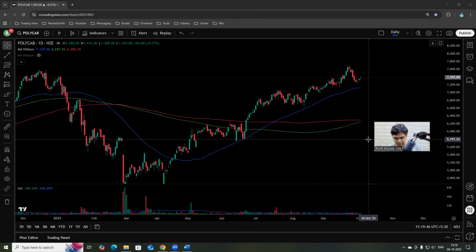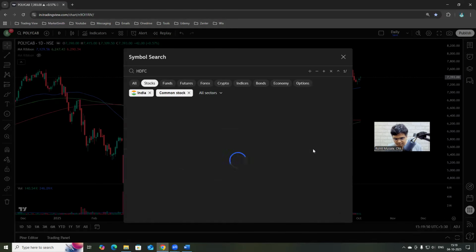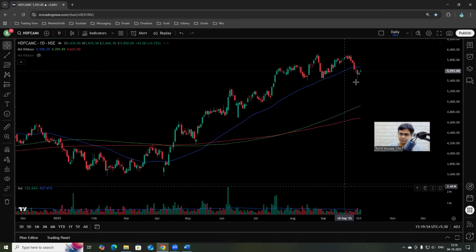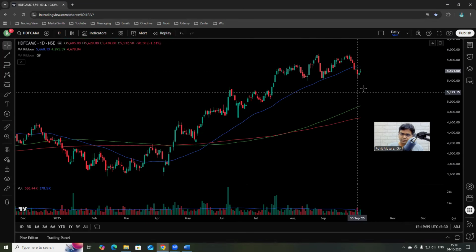So, for example, if I go to, let's say, HDFC Asset Management Company. See, this is blue, green, red. The stock is in a confirmed stage 2 uptrend.